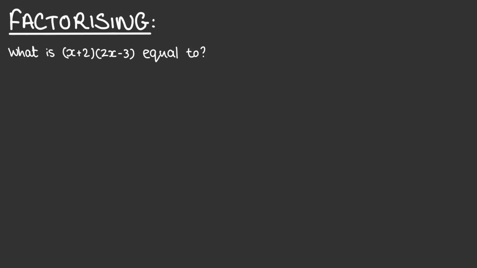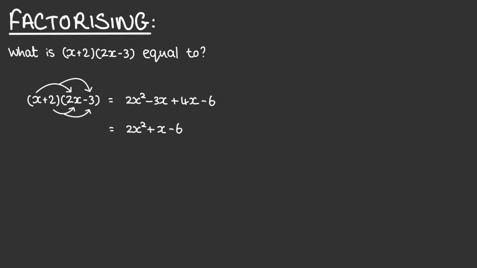Hi guys, welcome back. Today we're going to be moving on to factorising. So I'm going to begin with the question of what is x plus 2 multiplied by 2x minus 3 equal to? So to find out the answer, we can multiply the two brackets and we'll end up with 2x squared minus 3x plus 4x minus 6.